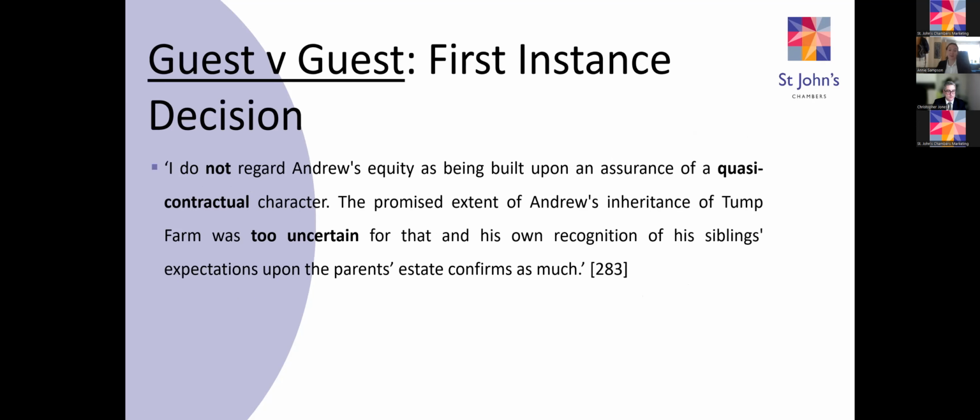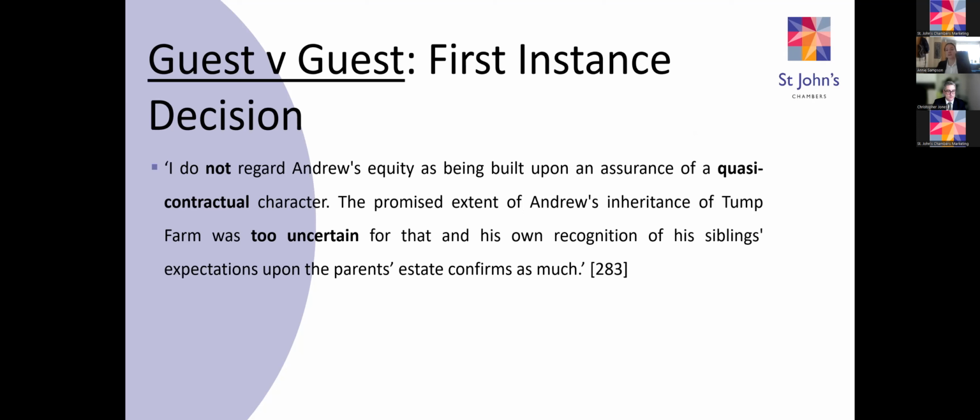And perhaps unsurprisingly, particularly given that newspaper article, the first instance judge found that an equity had been established, but he did not consider that these circumstances were quasi-contractual, as the extent of what Andrew could expect to inherit was not sufficiently certain for that to be the case, particularly taking into account Andrew's own recognition of the fact that his siblings too expected to inherit from their parents, such that it could not be as straightforward as his expecting to inherit the whole lot.